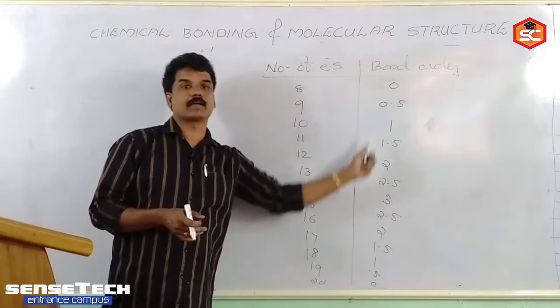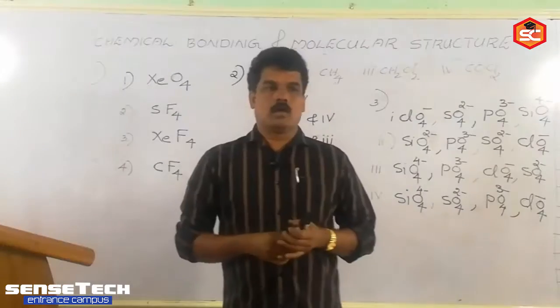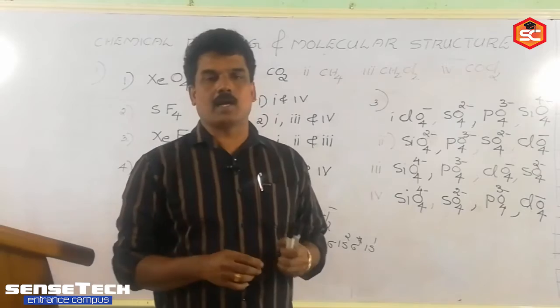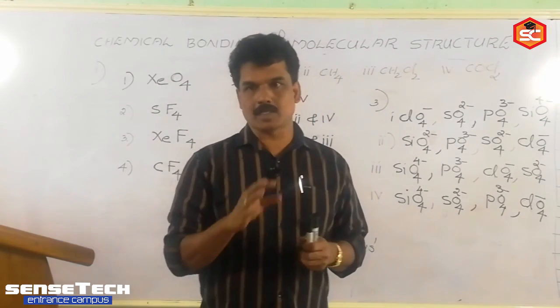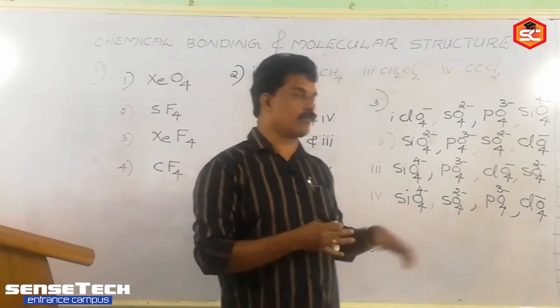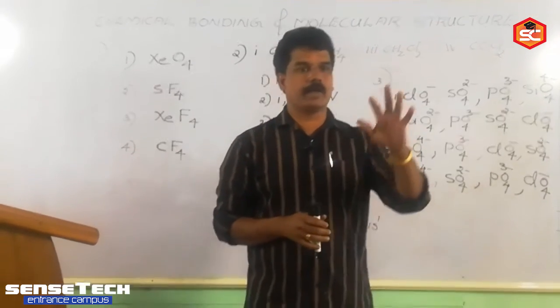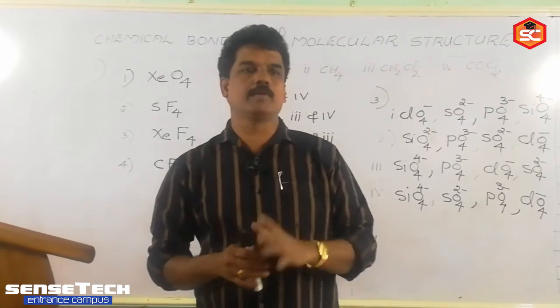Like that, you will get the bond order directly. Based on the table column we can calculate the bond order. If you know the number of electrons in a particular species, you can directly write the bond order if you know the table column. So you have to memorize, based on the number of electrons, what the bond order will be.